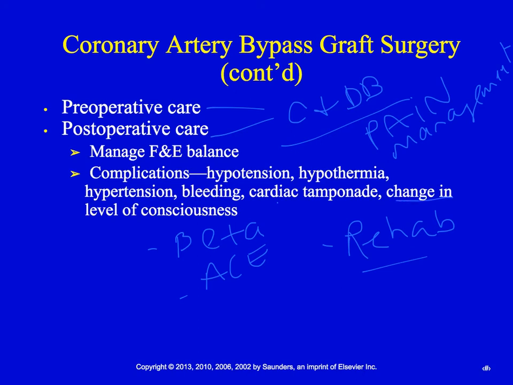A change in the level of consciousness is listed here. You have to monitor that with these procedures, because they are at risk for throwing some clots. And remember, a change in a person's level of consciousness is always something that you should be ready to treat. Figure out what is causing it, because it could be hypoxia, it could be a stroke, it could be so many different things that can be very, very serious. So always be on the lookout for a change in level of consciousness on a patient.